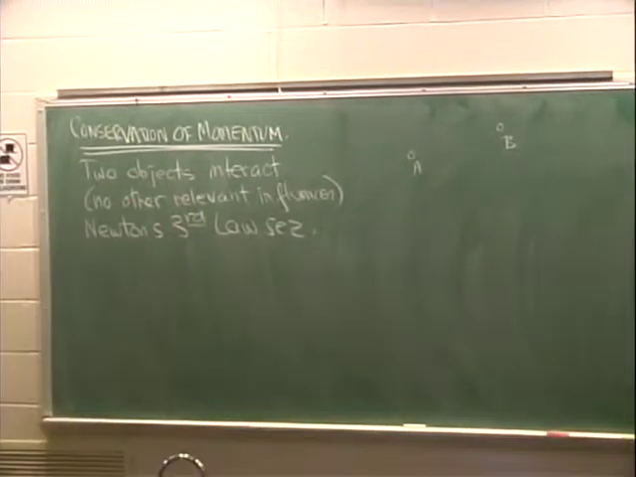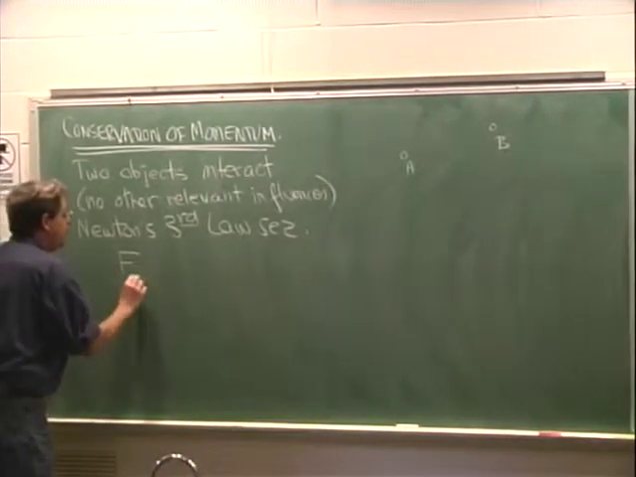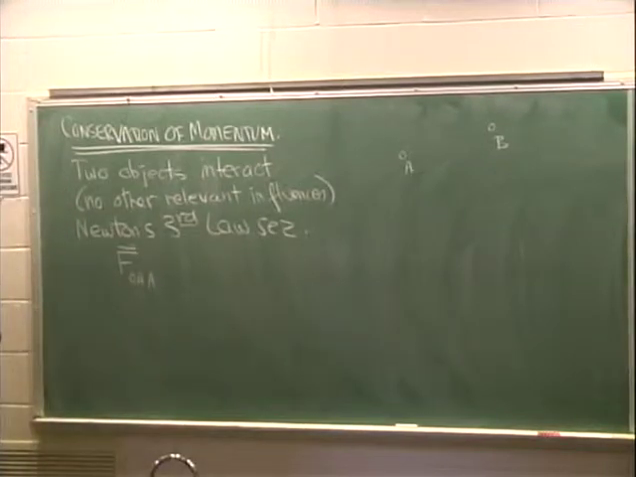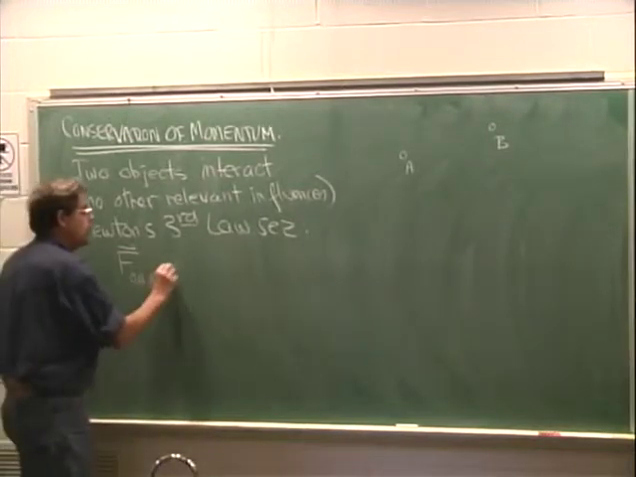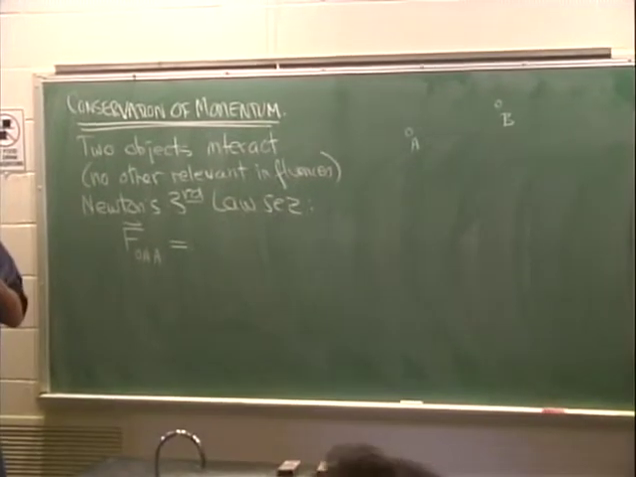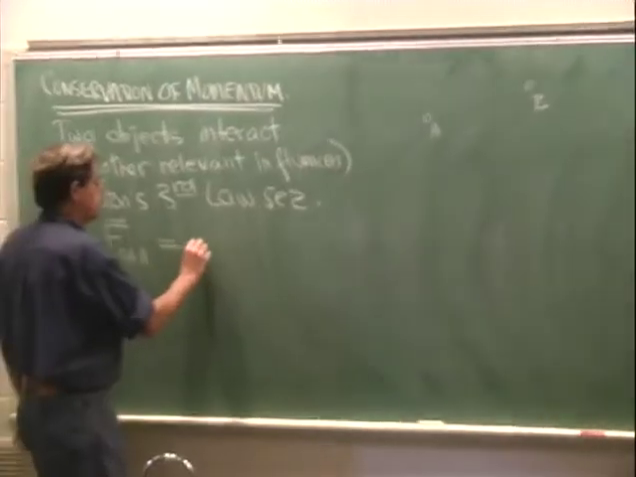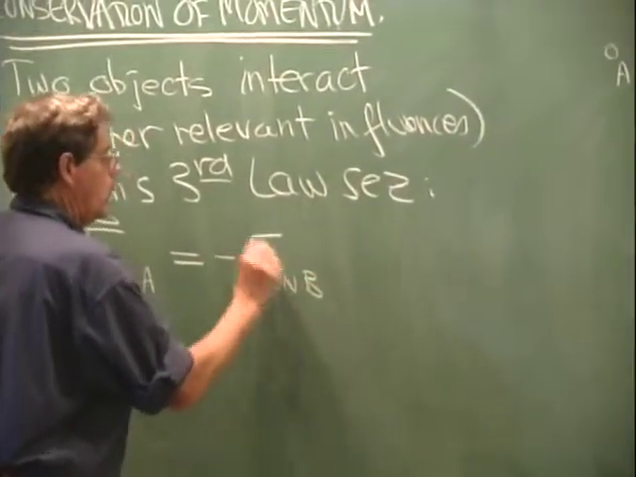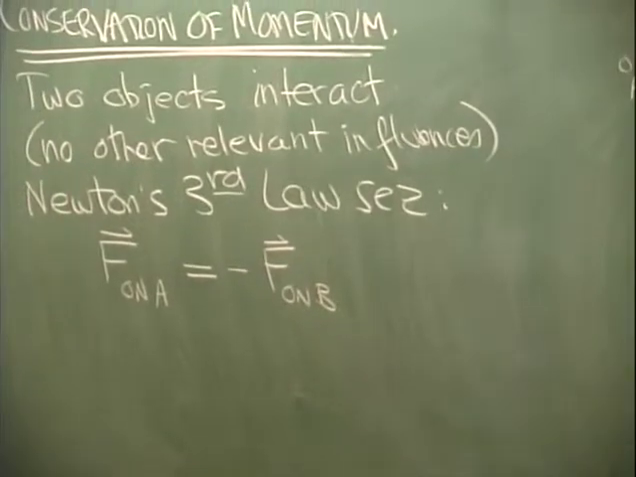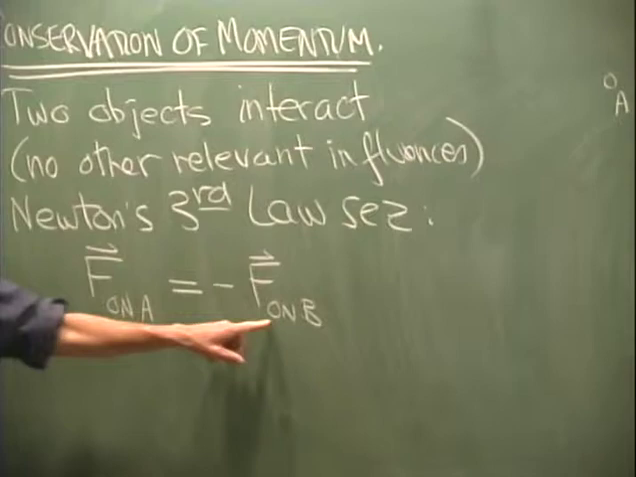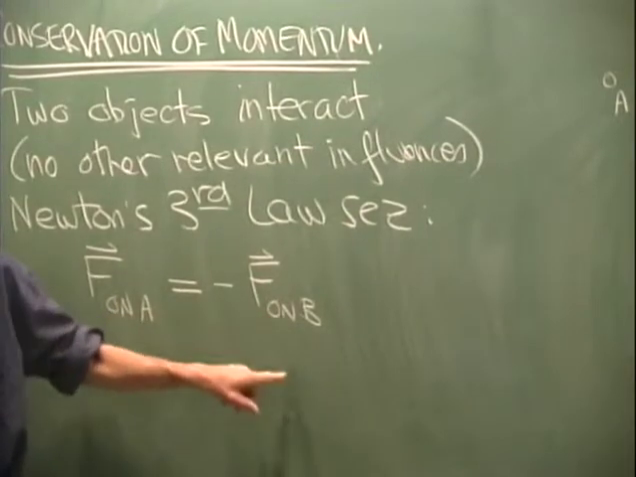Newton's third law, which says that the force on A due to B, of course, that's the only thing in the problem, is equal and opposite to the force on B due to A. That's the only other thing in the problem. So it's minus F on B. Is that an okay way to write it? The force on A due to B is equal and opposite to the force on B due to A.